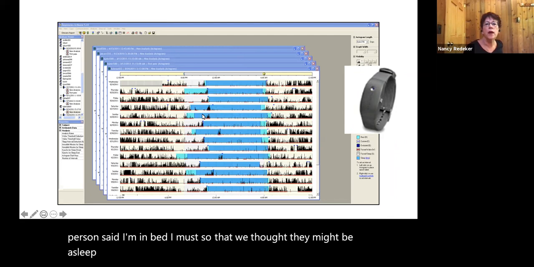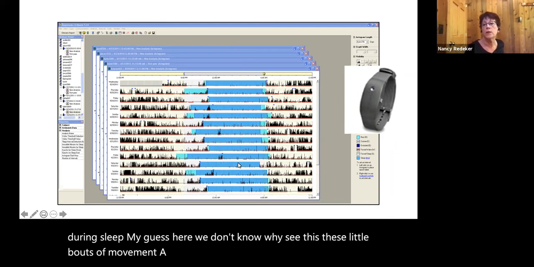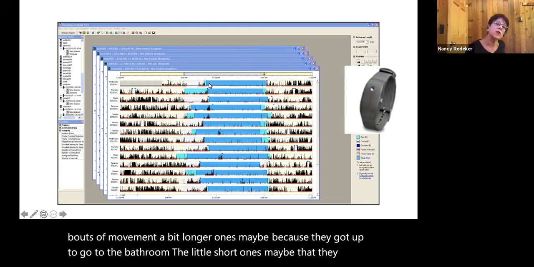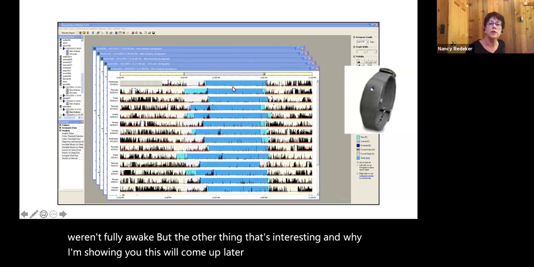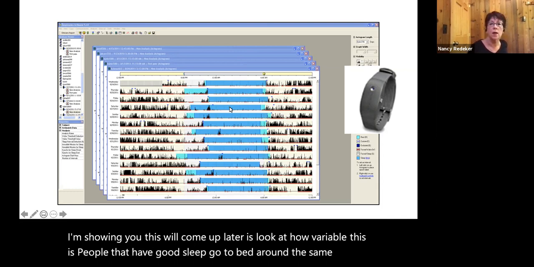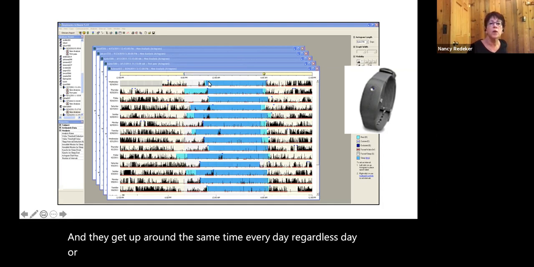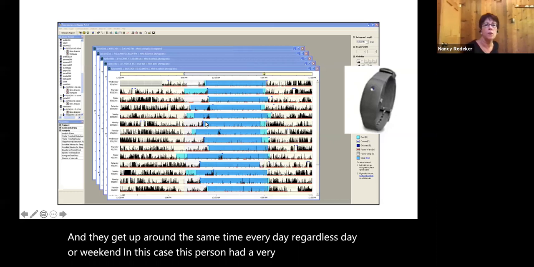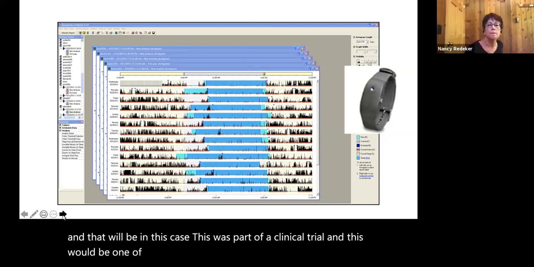But look at what's going on with them. They still move during sleep. My guess here, we don't know why. See these little bouts of movement. The longer ones, maybe because they got up to go to the bathroom. The little short ones, maybe they weren't fully awake. But the other thing that's interesting, and this will come up later, is look at how variable this is. People that have good sleep go to bed around the same time every night, and they get up around the same time every day, regardless of weekday or weekend. In this case, this person had a very variable bedtime, and since this was part of a clinical trial, that would be one of the focuses of our treatments.